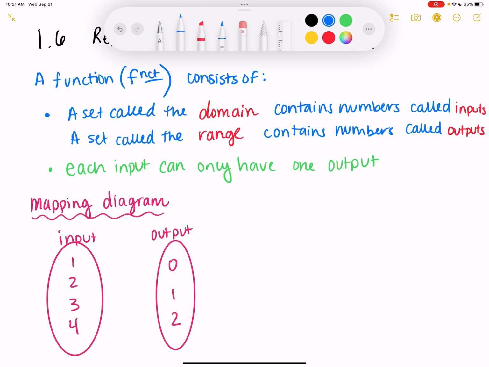So then, in this particular case, they would have been given to you. And so 1 goes with 0. 2 goes with 1. 3 goes with 2. And then 4 also goes with 2. Okay, so as far as the thing that was written before that in green, each input can only have one output. So each input only has one arrow coming off of it. Okay, but the outputs can have multiple. So the number 2 in the output column has 2 things going to it. That's okay. So this would be a function.